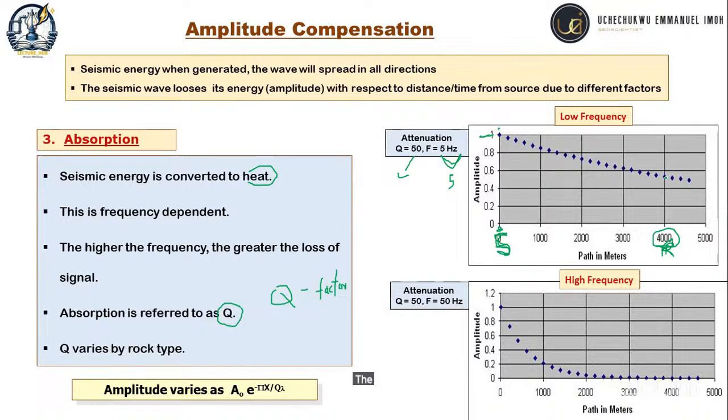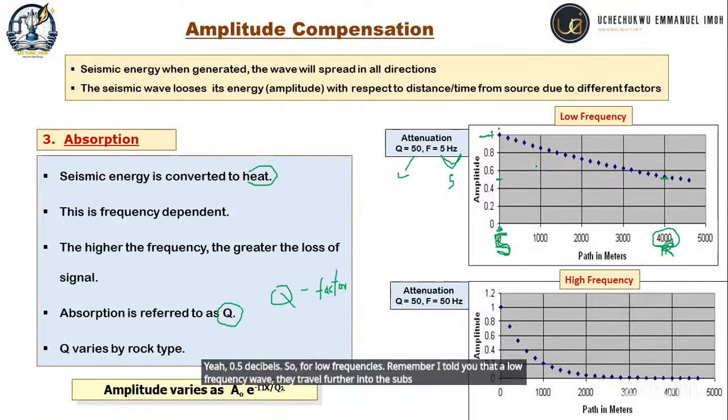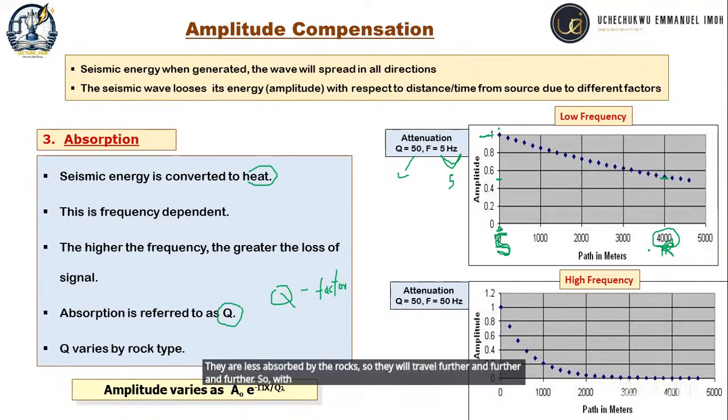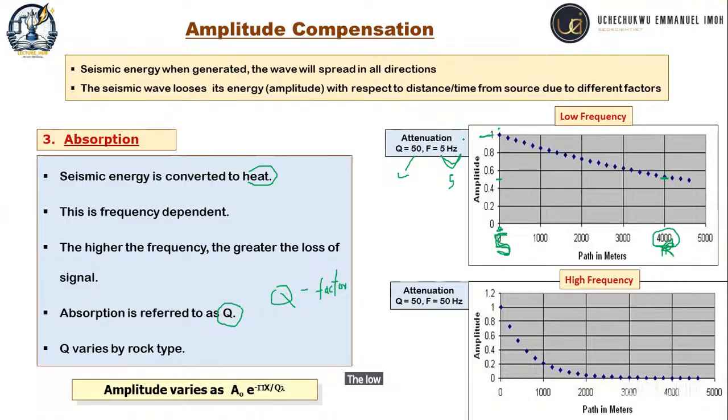The amplitude will be about what? Somebody read this graph for me. It's 0.5, not 5. Yes, 0.5 decibels. So for low frequencies, remember I told you some time ago in one of our classes that low frequency waves travel further into the subsurface. The low frequency seismic waves are less absorbed by the rocks, so they will travel further and further. So with 4,000 meters of travel, the low frequencies still have an amplitude of up to 0.5 decibels.